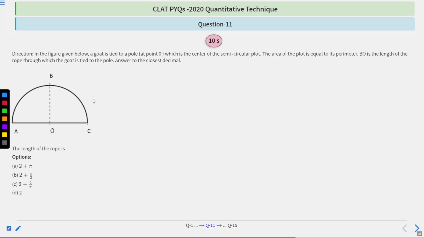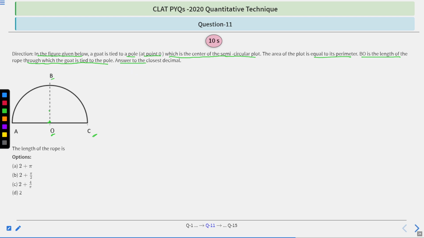Here a different passage is given to you. In the given figure below, as you can see, a goat is tied to a pole at point O, which is the center of the semicircular plot. The area of the plot is equal to its perimeter. BO is the length of the rope through which the goat is tied to the pole.